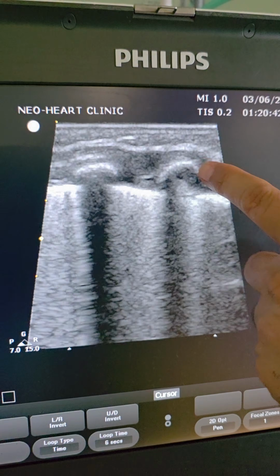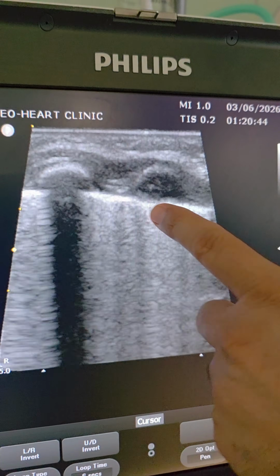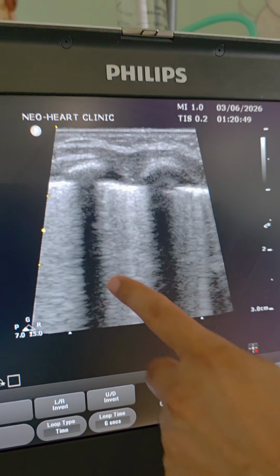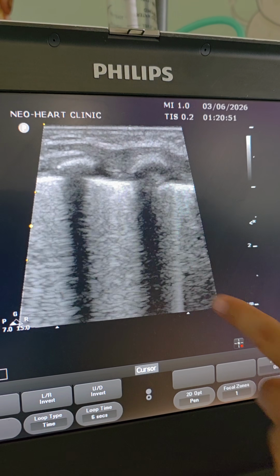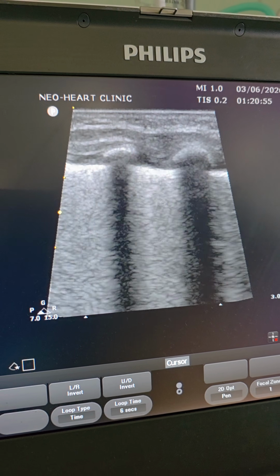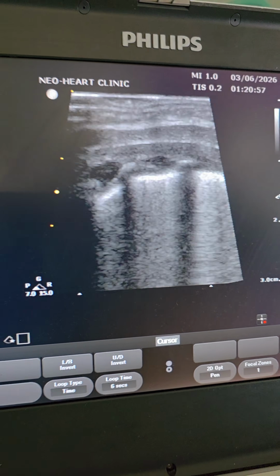This is ribs with one segment. You can see the lung sliding present, and there are confluent B lines in 3 segments. So this is AIS. The score is 2 in the left upper anterior.